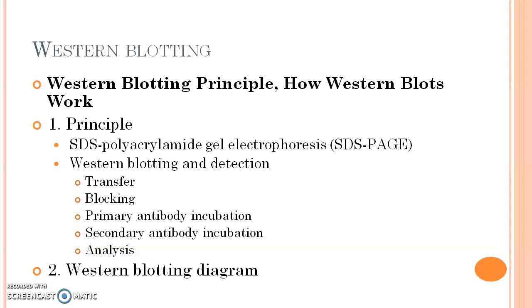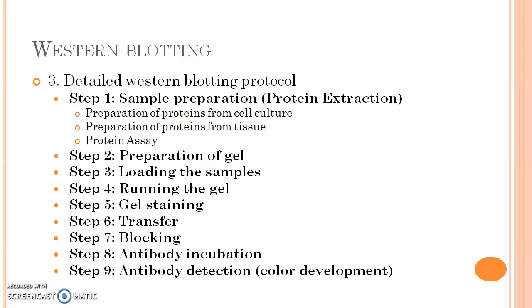In Western blotting, we saw the Western blotting diagram and the detailed protocol. The protocol consists of 9 different steps, out of which the first 3 steps, that is sample preparation, preparation of gel, and loading the samples, we already saw in our previous video. Now in this video lecture we will go through step 4 to step 9.